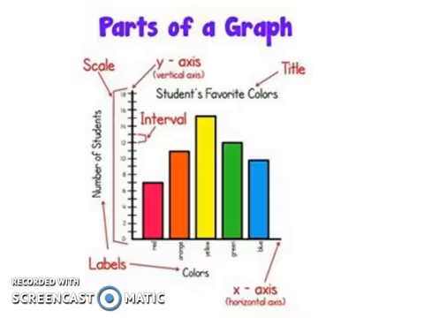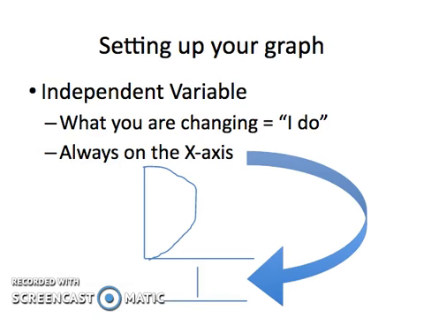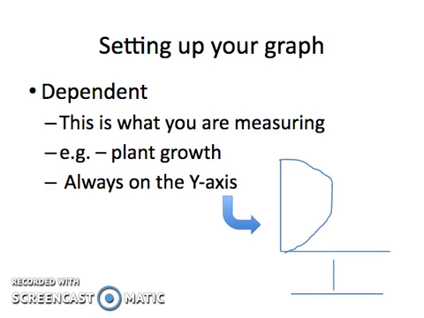So let's look at each part of this. How do you know what to put on your x or y-axis? Okay, independent variable is always going to go on the x-axis. You can make an eye with it. See, it fits. So remember, independent variable is what you're changing. Goes on the x-axis. Dependent variable then goes on your y-axis.